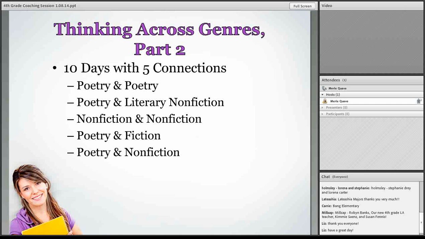Our next reading unit, Thinking Across Genres, Part 2, begins on the 24th of January and goes for 10 days. And in those 10 days, we will be doing the 5 following connections. We'll be comparing 2 poems to each other. We'll be comparing a poem with literary nonfiction. We'll be comparing 2 nonfiction pieces. And then we'll compare a poem to a fiction piece and a poem to a nonfiction piece. A lot of stuff, and it's going to be happening pretty quickly, but we're thinking about that and ways to help address that so it's not as overwhelming.